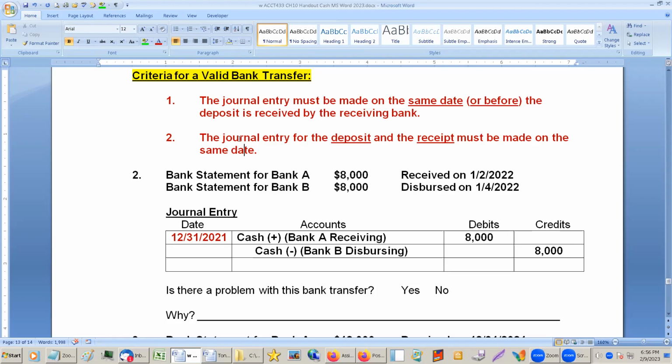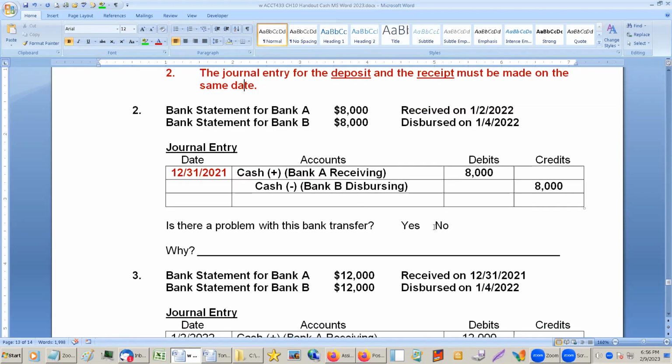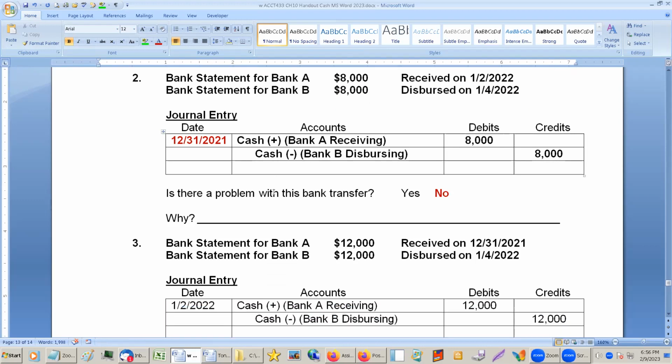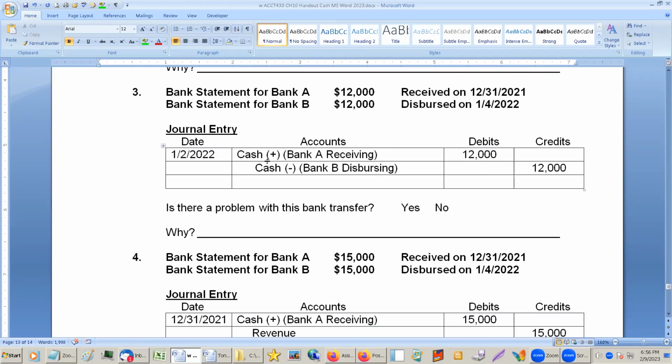So is this one okay or not okay? It's okay. Problem with this one? No. It follows both rules, and our cash is not being overstated. It's one account going up, one account going down. For whatever reason, there was a delay in receiving it, and there's always going to be a delay in disbursing it. So they're not a problem. Okay, let's go to number 3.